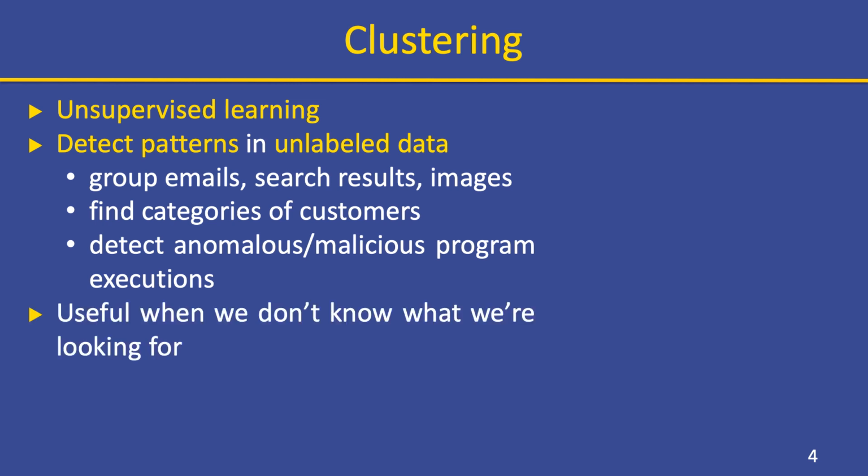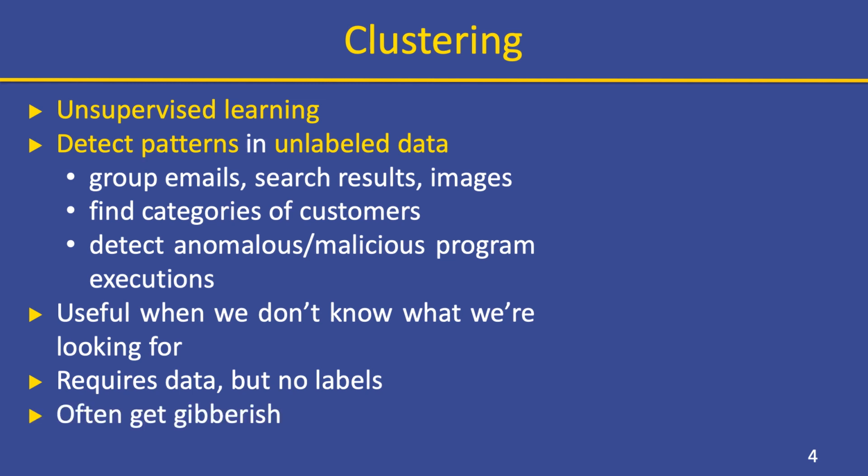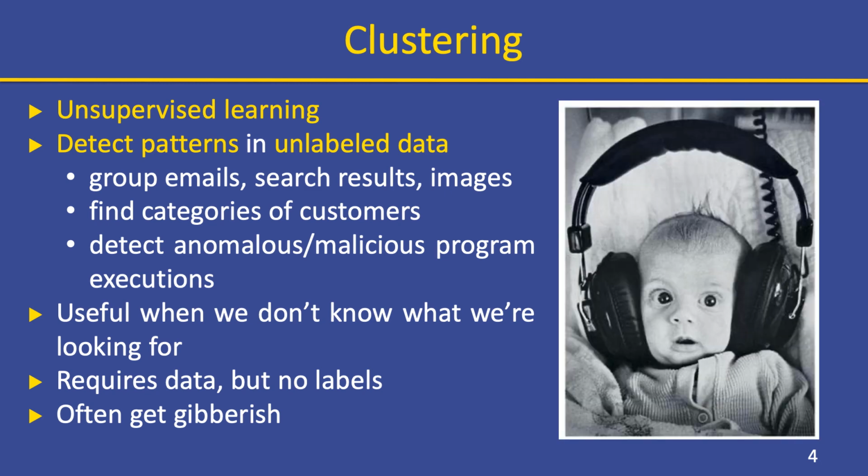So this requires data, but no labels. That's easier to find. The problem is that we sometimes don't get anything useful. Instead of ham and spam, we get emails classified as morning emails versus evening emails. This is not as helpful. So the main idea is that we just feed the data as is to the clustering algorithm and let it figure it out. It's more like this kind of learning.